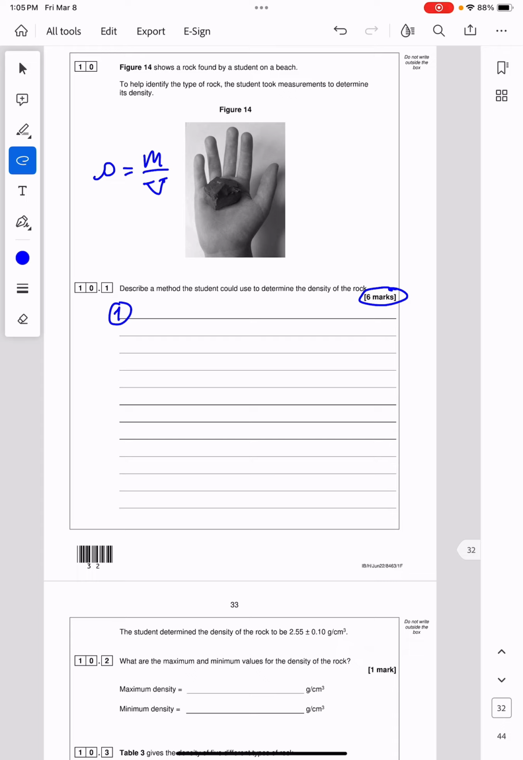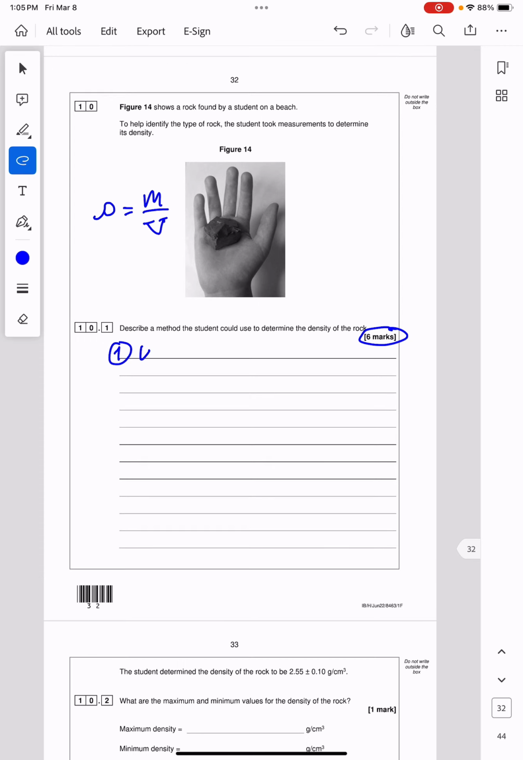So number 1, we're going to deal with the mass. So just bring a scale and let's write it that way. Use a scale to measure the mass M.